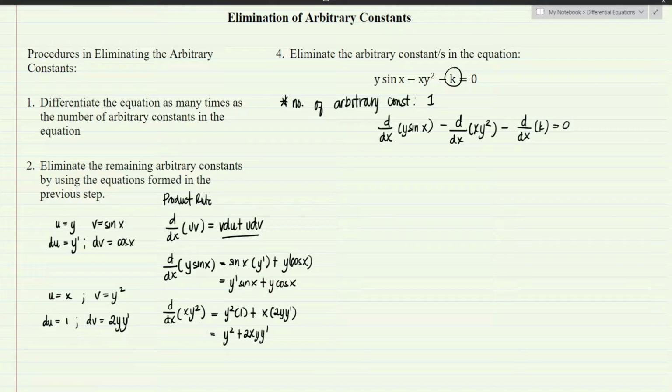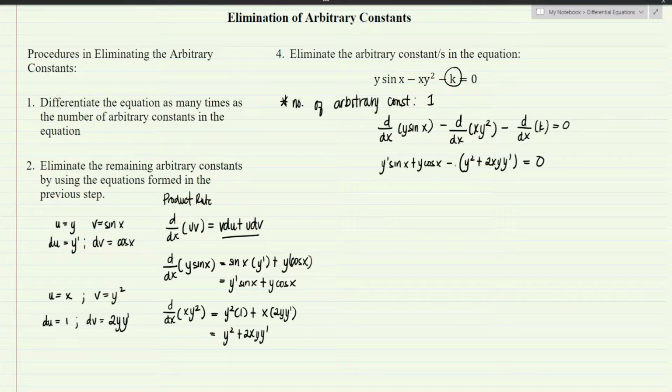So I will now plug in these derivatives to this equation here. I will have here y prime sine x plus y cosine x, then minus the derivative of xy squared, that would be y squared plus 2xy y prime. As for the derivative of k, that would be 0. So I will be left here on the right side with 0.